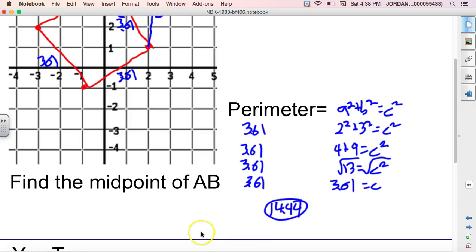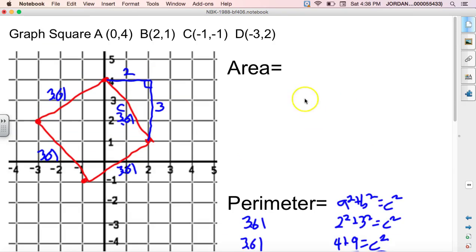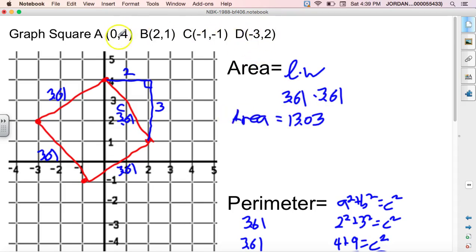Alright, then we also want to find the area. So to find the area, you do length times width. Right? Area is length times width. So what's the length? It's 3.61. The width is 3.61. So you multiply 3.61 times 3.61, and you get 13.03. So that's the area of this square that is connected when you connect all four of those points.